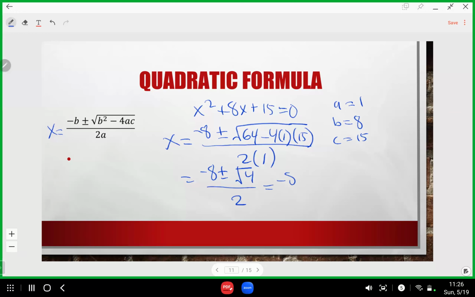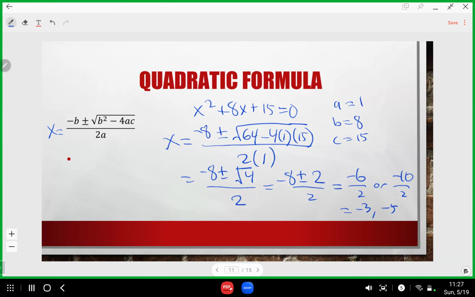So you get negative 8 plus or minus 2 over 2. So we either get negative 8 plus 2, which is negative 6, or we get negative 8 minus 2, which is negative 10, over 2 here, and we get negative 3 or negative 5.